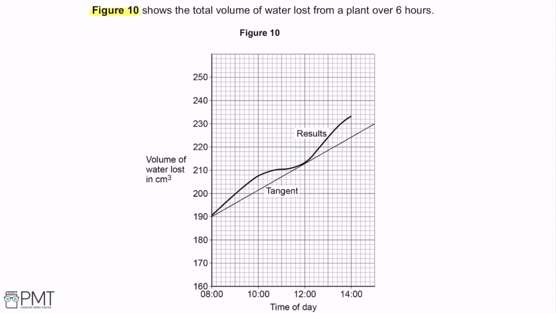Figure 10 shows the total volume of water lost from a plant over 6 hours. So below is figure 10, the y-axis shows the volume of water lost, and the x-axis shows the time of day. It also shows that a tangent has been drawn to a certain point on the line of the results.